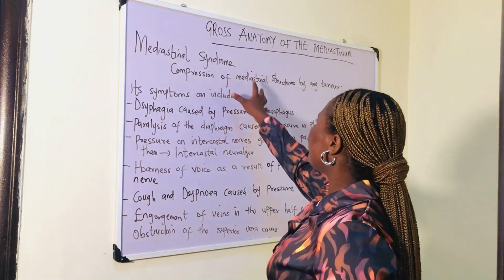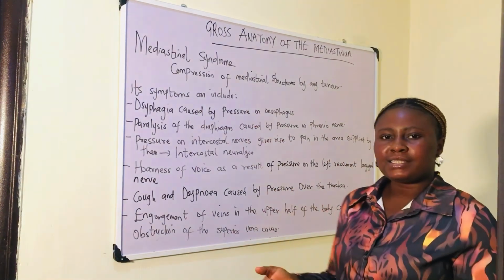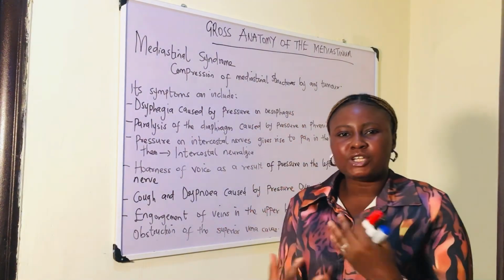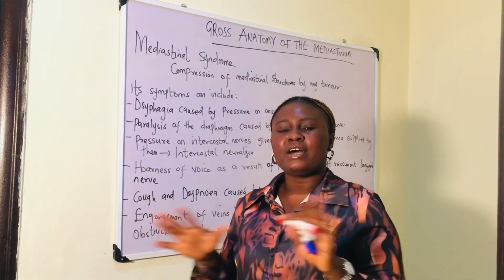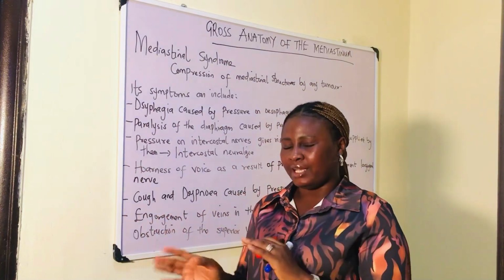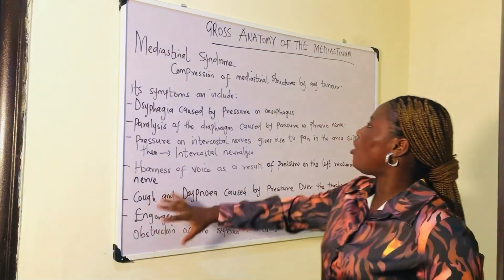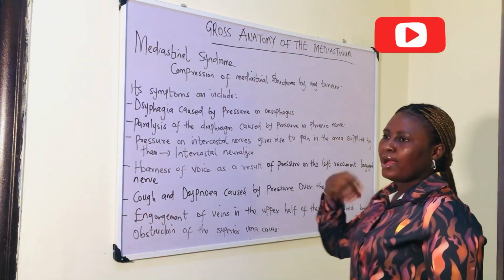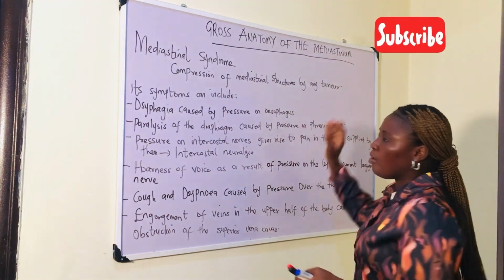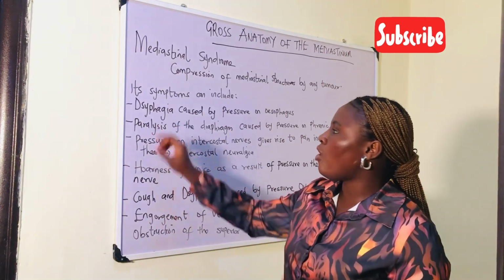We have the mediastinal syndrome. This can occur as a result of compression of these mediastinal structures. You know, there are various contents that are contained in the mediastinum. So when there is a compression of these structures, it can lead to what we call the mediastinal syndrome. And this can result from what? Tumor. So the symptoms can include 1.